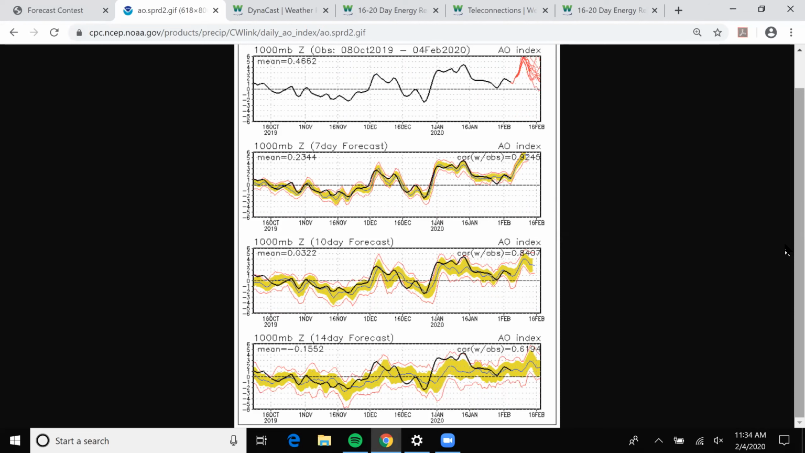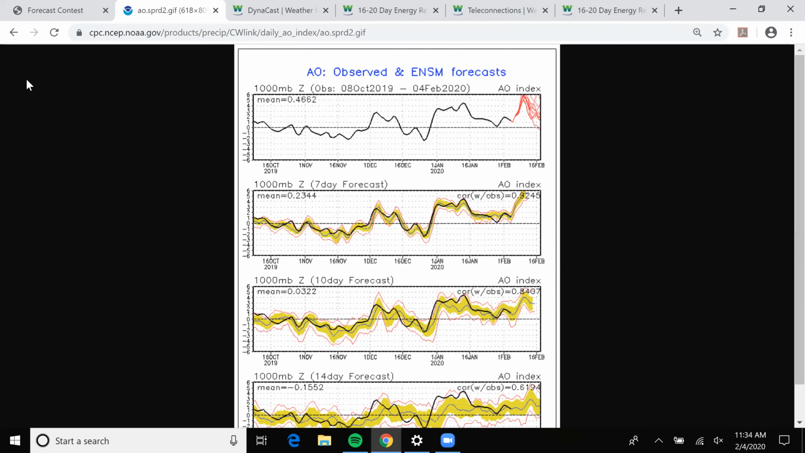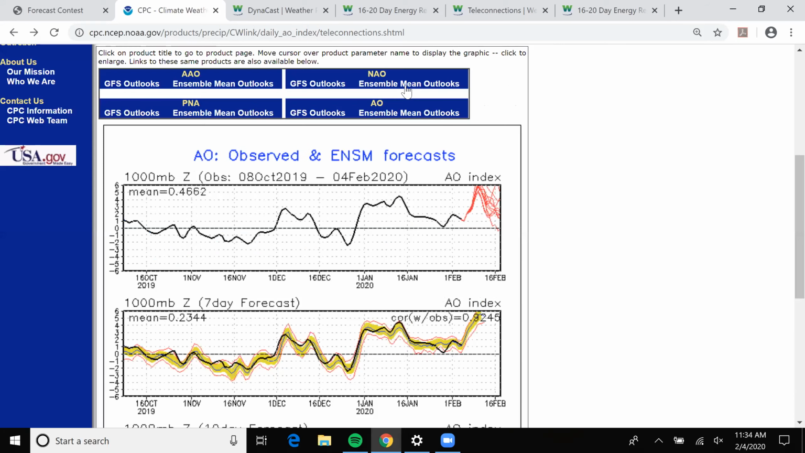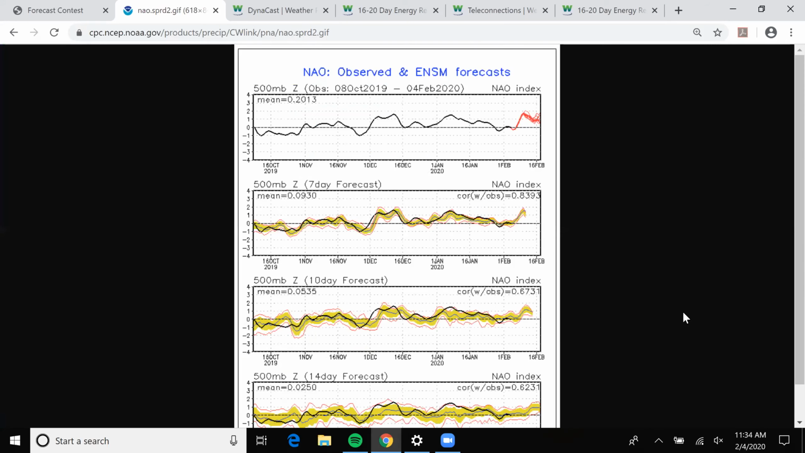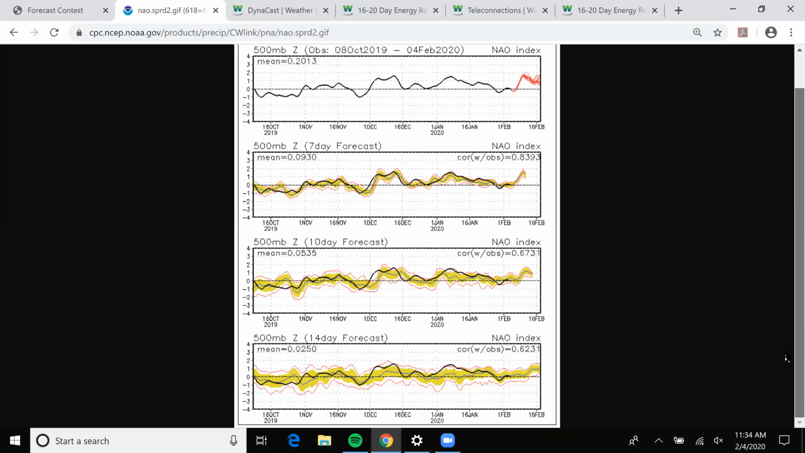Since Jan 16th, but certainly there was that period in early and mid Jan where it definitely verified much higher, much more positive than projected, right? Yeah. The NAO looks like, in the same period, it has been consistently on the upper end of the forecast spectrum. Yep.